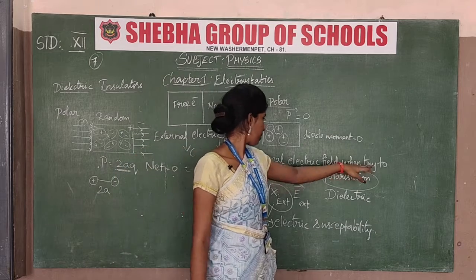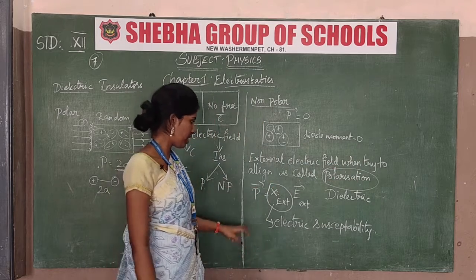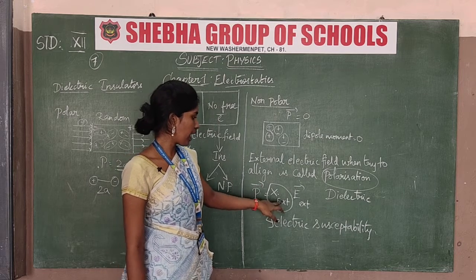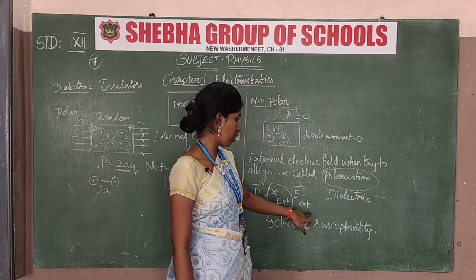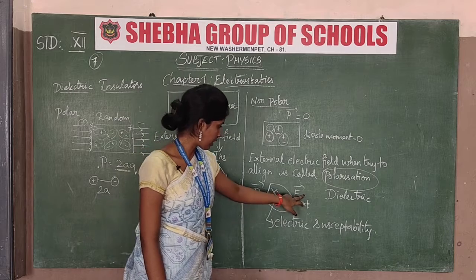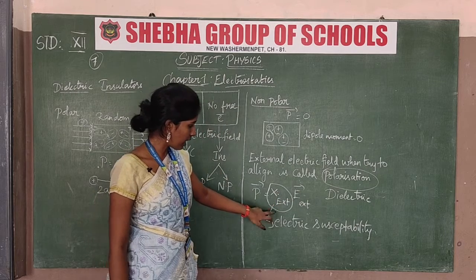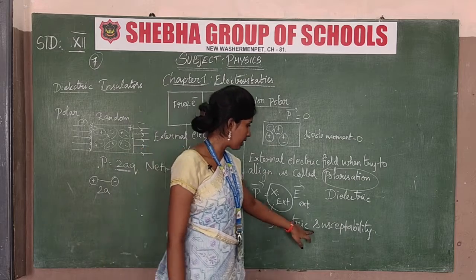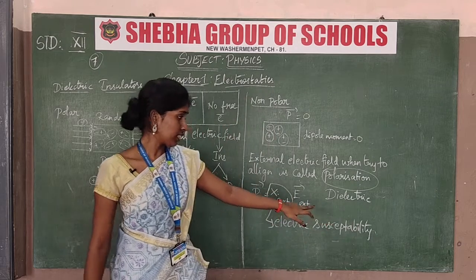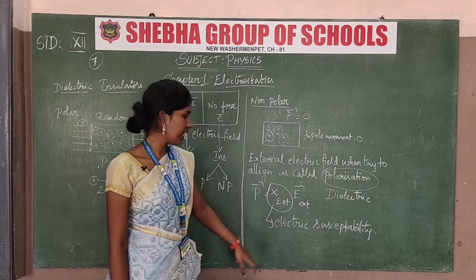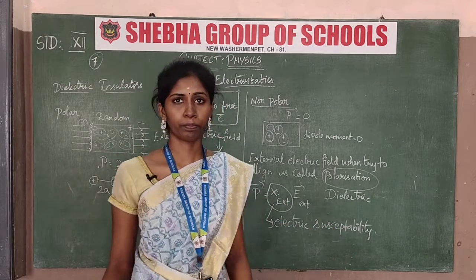So when an external electric field tries to align, it is called the polarization. Here the potential difference, the p vector, is equal to chi times E, and the electric field also exists. Here it is called the existing of the electric field. This name is the same as in the previous one, the electric susceptibility. So it is chi, the electric susceptibility.